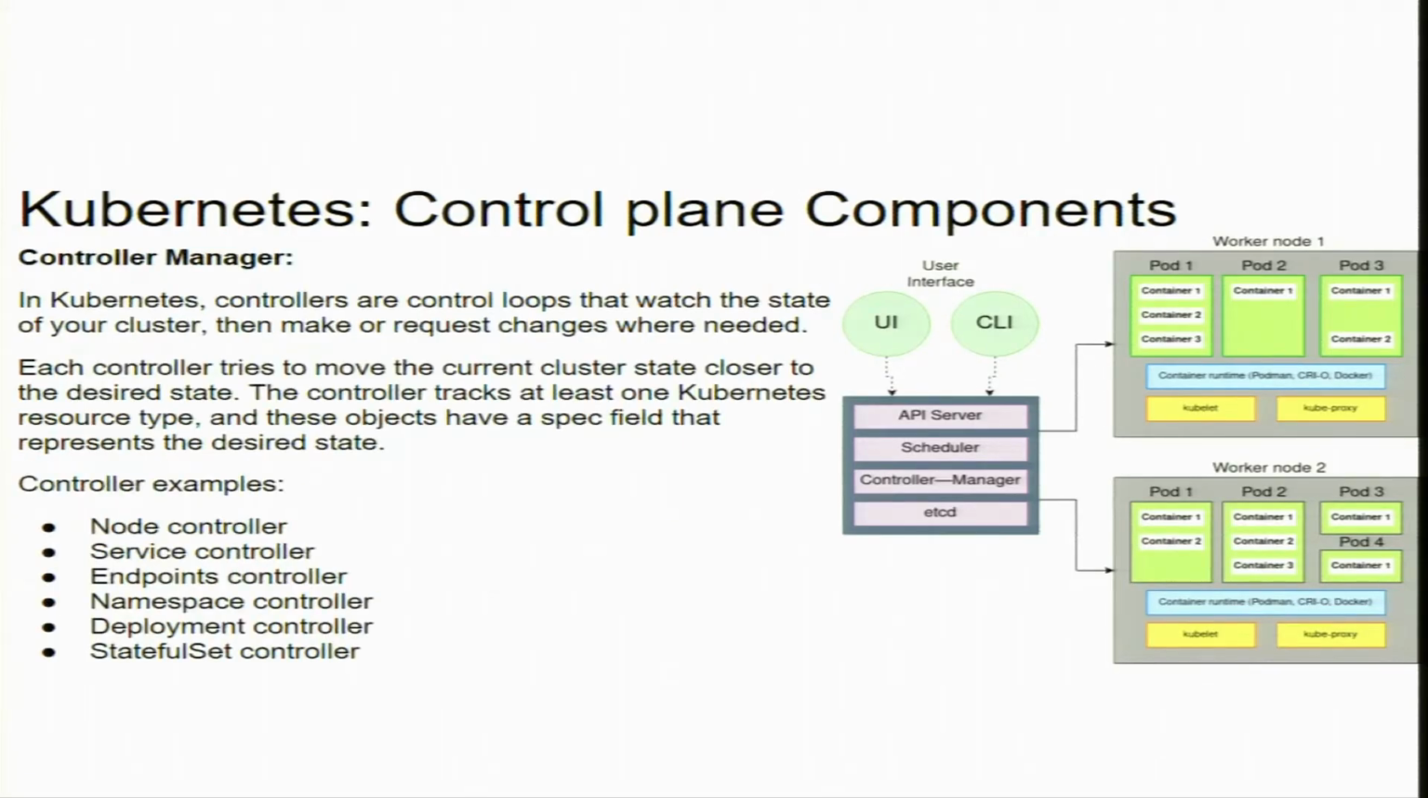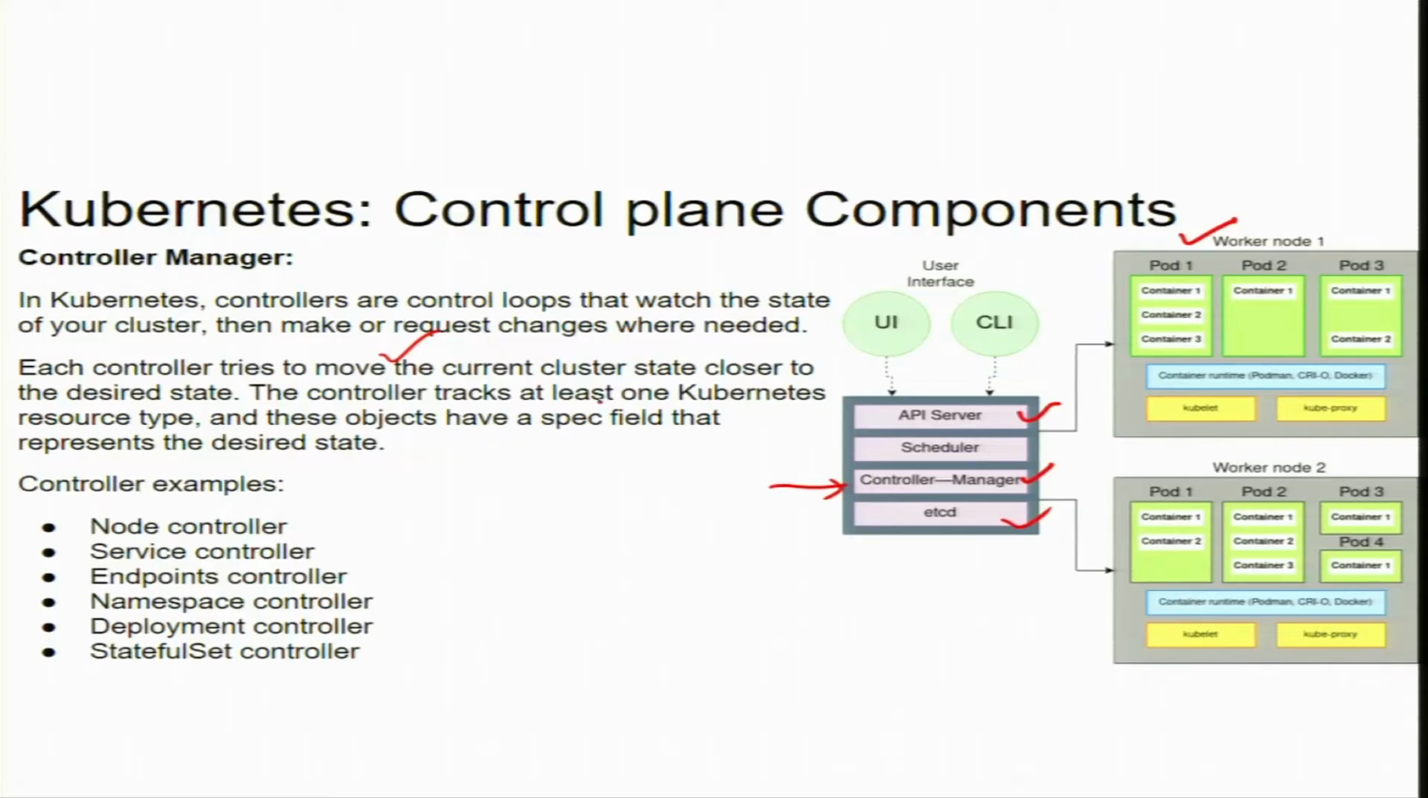Now, we will look at the controller manager, which is the third component of the control plane. In Kubernetes, controllers are control loops that watch the state of your cluster and then make or request changes wherever needed. Each controller tries to move the current cluster state closer to the desired state.